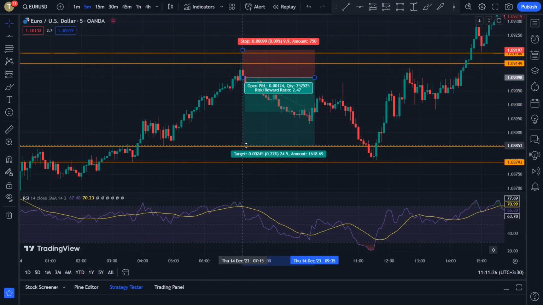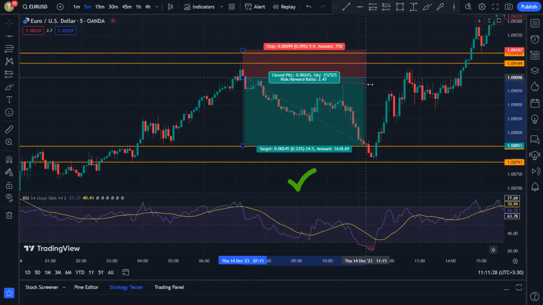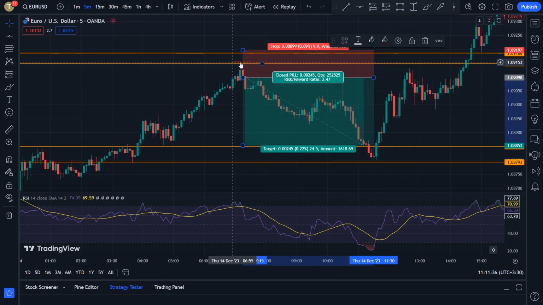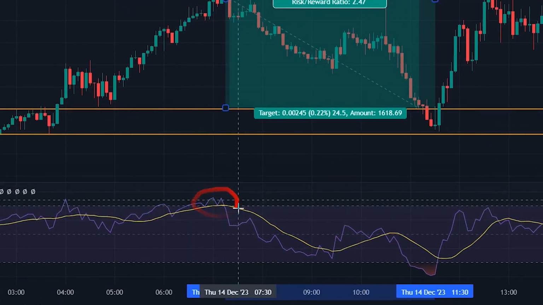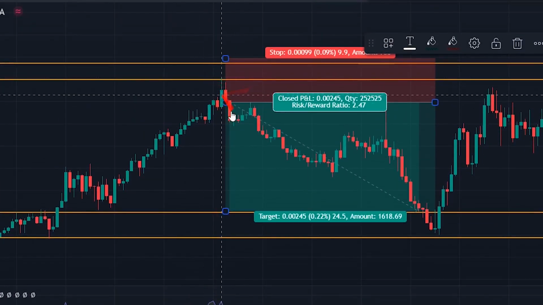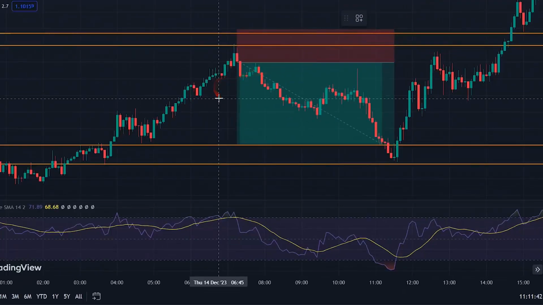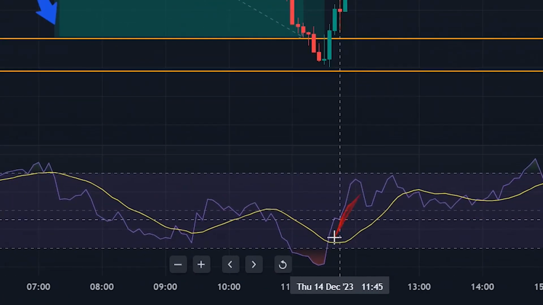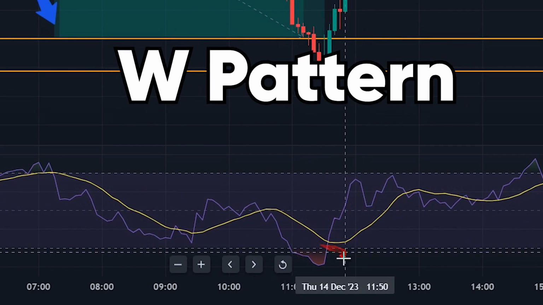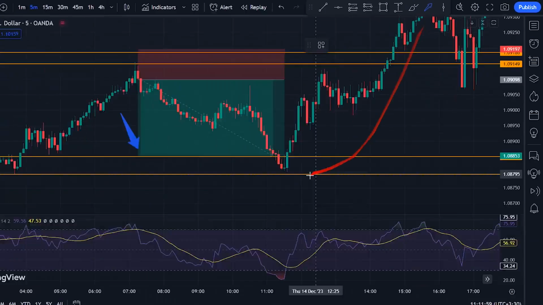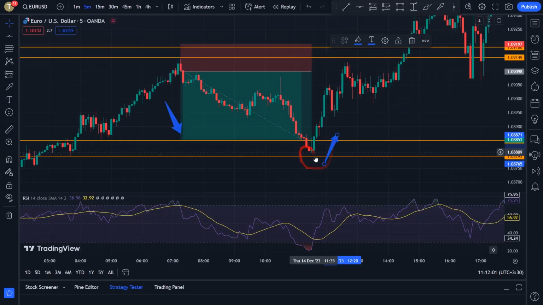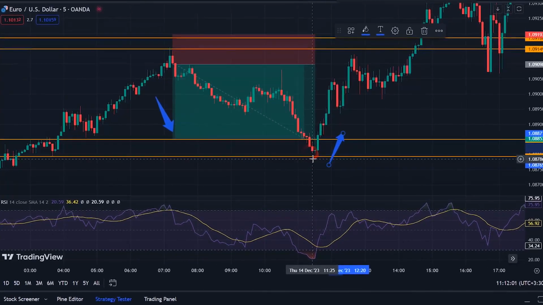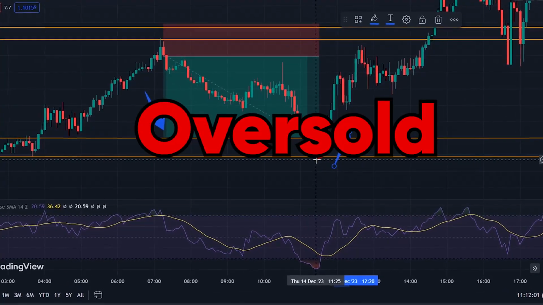It depends on your backtest. If we see the M pattern on RSI in our resistance range, it can indicate a price decrease. And if we see the W pattern on RSI, it can indicate an increase. Be careful that these patterns should form in the overbought or oversold zone.